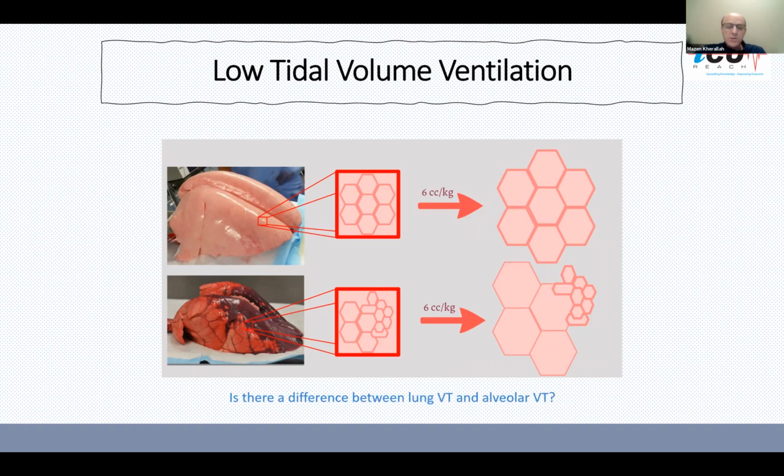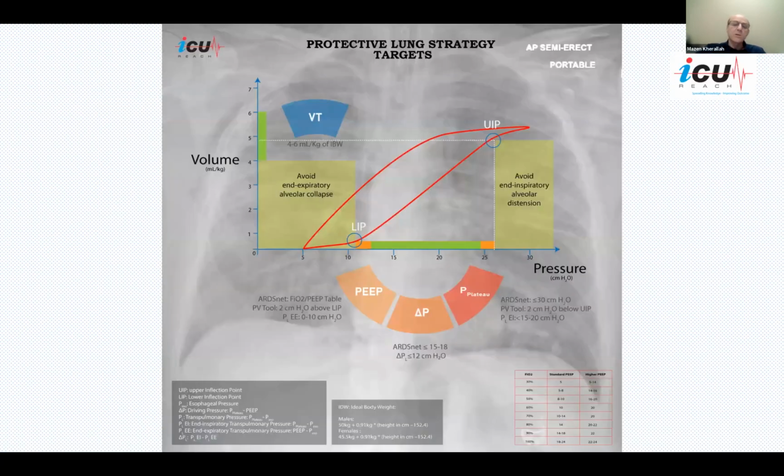And this is where the question arises of whether there's a difference between what we call lung tidal volume and alveolar tidal volume. The lung tidal volume is what you see on the ventilator. However, the alveolar tidal volume, there is no way you can actually see it with the current methods that we have.